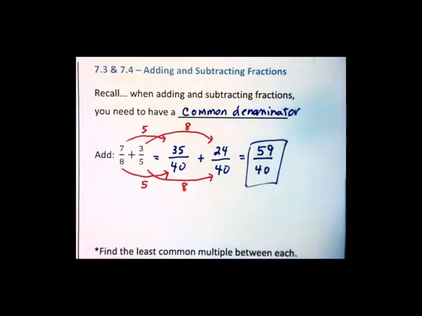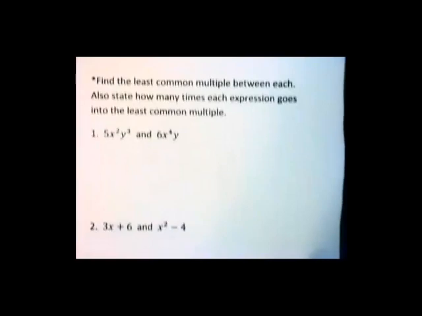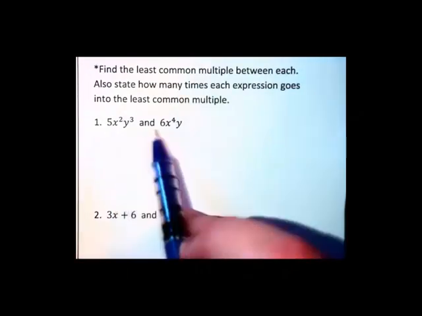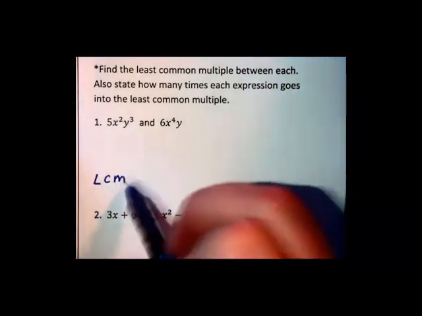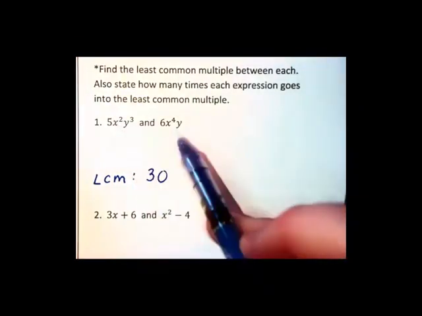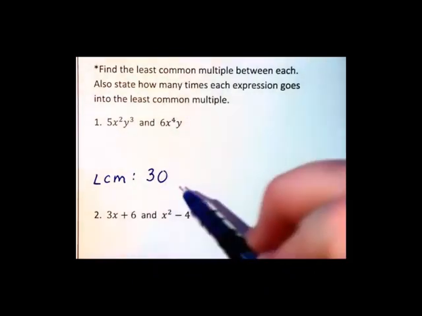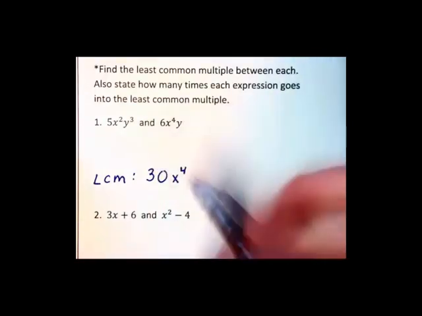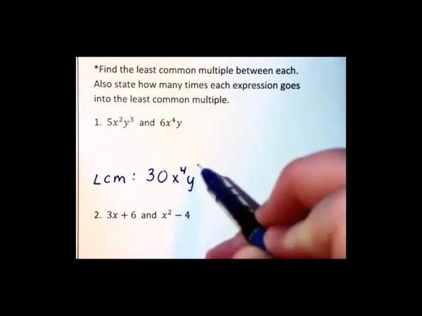Okay, with that skill in hand, let's move on to the algebra, and it's really important that we work on this common denominator idea. So for the next few problems, we're just going to concentrate on finding least common multiples, which will turn into least common denominators. I want to look at both 5 and 6 and say, okay, least common multiple. 5 and 6 both go into 30. Then I look at the x squared versus x to the 4th, and I choose the larger of the two, x to the 4th. And then y to the 3rd versus y to the 1st, I choose the one with the larger exponent, y to the 3rd.